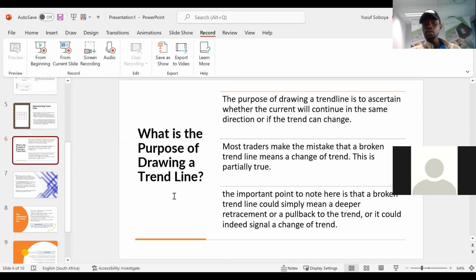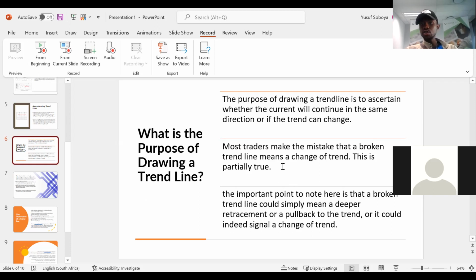So what is the purpose of drawing the trend line? The purpose of drawing the trend line is to gauge whether the current trend will continue in the same direction or if the trend can change, right? The purpose of drawing those lines is to understand whether it will continue the same trend, or anytime soon it will change the trend direction.